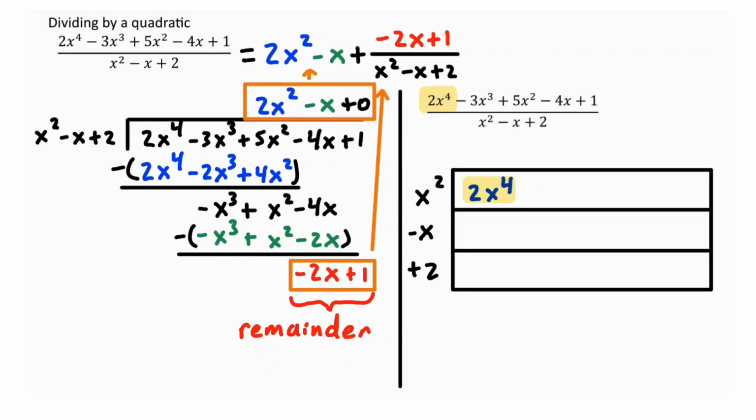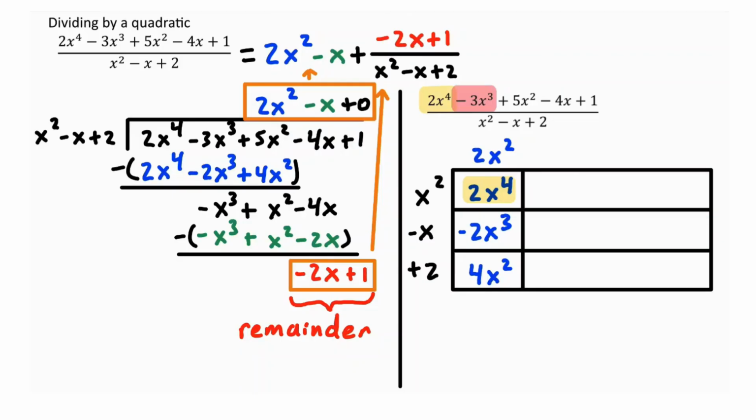Factor x squared away from 2x to the fourth. We're left with 2x squared. Take this 2x squared multiplied by negative x. We get negative 2x cubed. 2x squared times 2 gives you 4x squared. Since we filled up the 3 rows, section it off.